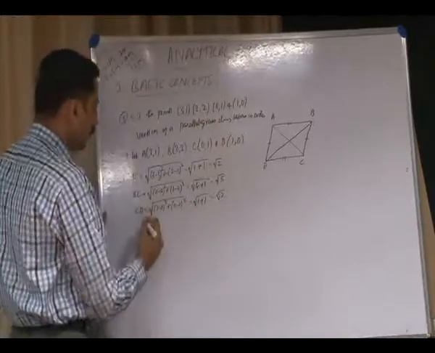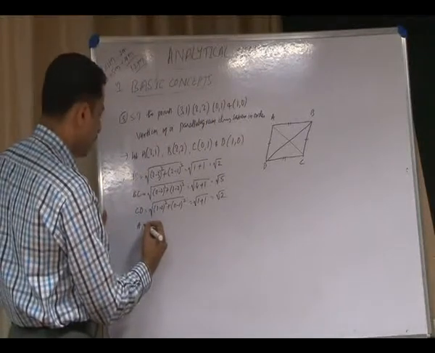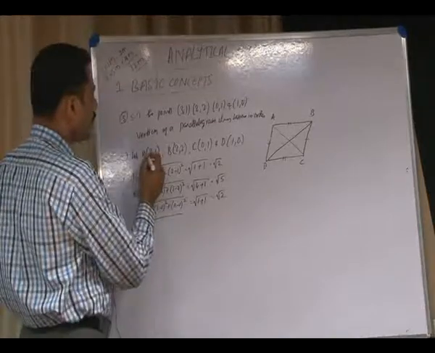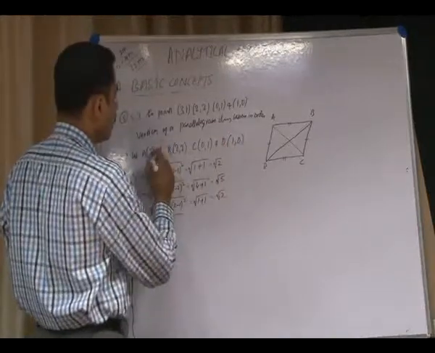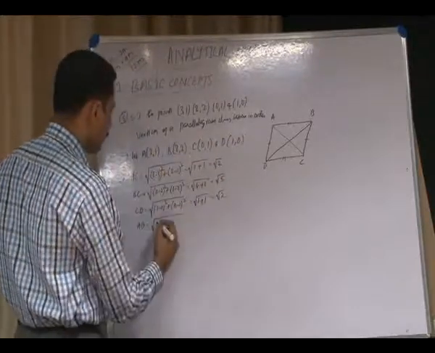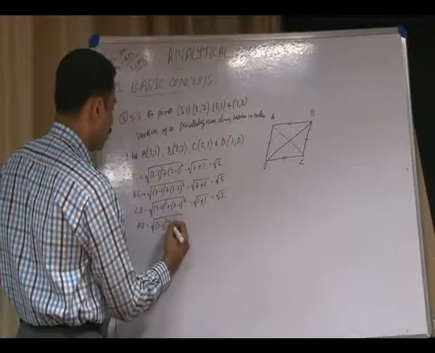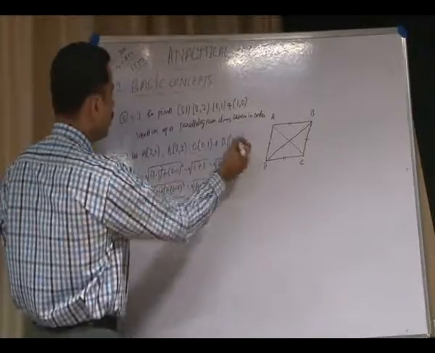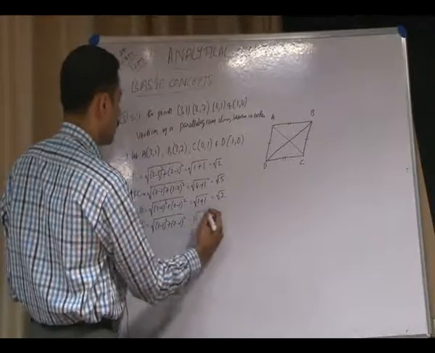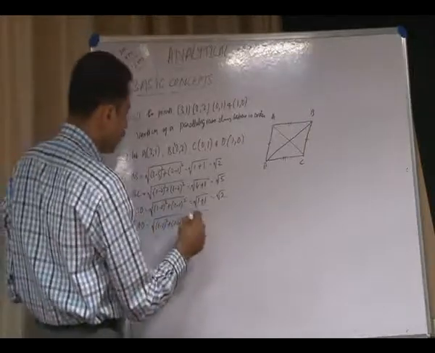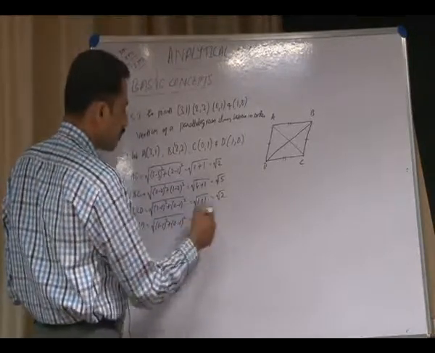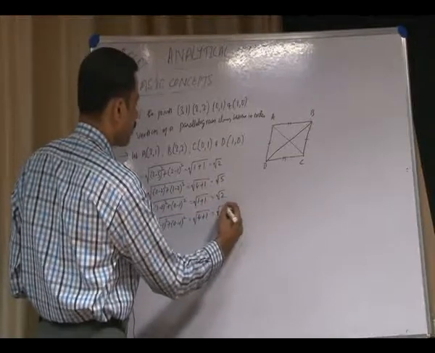And the last side, AD, is given by square root of, where A is the first point and D is the second point. The distance between these 2 points AD is equal to x2 minus x1, that is 1 minus 3 whole square, plus y2 minus y1, 0 minus 1 whole square. So that gives square root of 1 minus 3 is minus 2, whole square is plus 4, plus 0 minus 1 is minus 1, whole square is plus 1, so we get square root of 5.